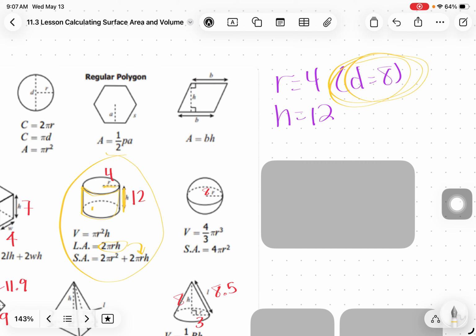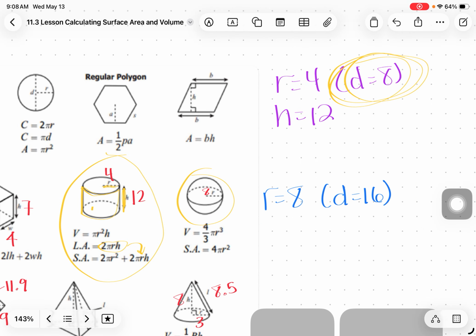A sphere is pretty similar. All we need is the radius. If we're given the diameter, it is 2 times the radius, so we can cut that in half. So the diameter of this sphere is 16 since the radius is 8. And that's all we need to plug in to find the volume of the sphere and the surface area.